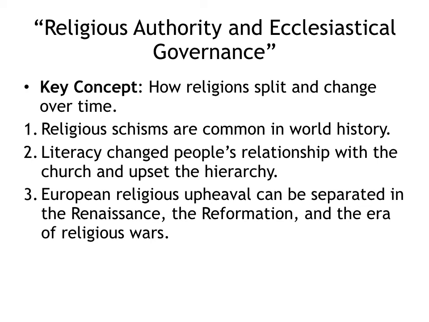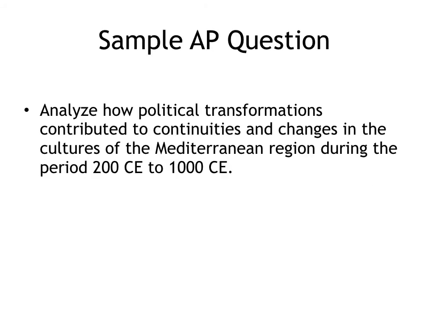Okay, so that gets us through the bulk of the stuff in this unit. Some big concepts and some also examples based on these religions. So here's a sample AP question for you. This is from an older AP test, and it says, analyze how political transformations contributed to continuities and changes in the cultures of the Mediterranean region during the period 200 CE to 1000 CE. So before you freak out about this, let's just figure out what it's asking. It's asking about the relationship of politics to culture.